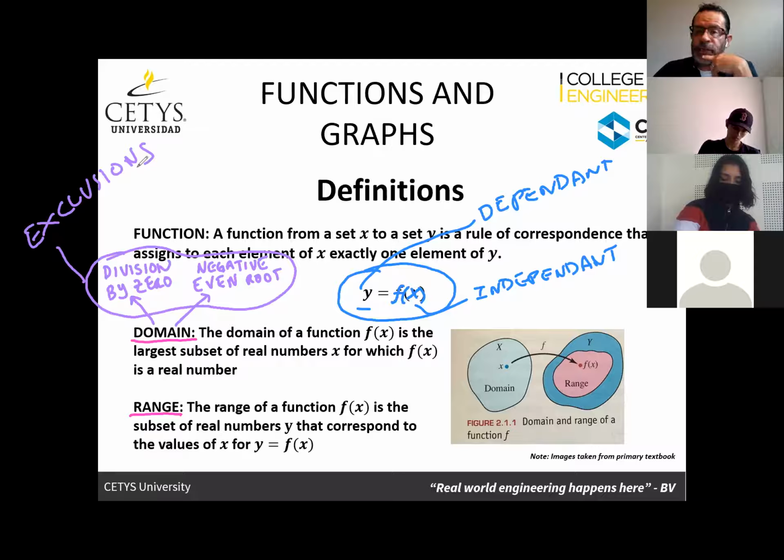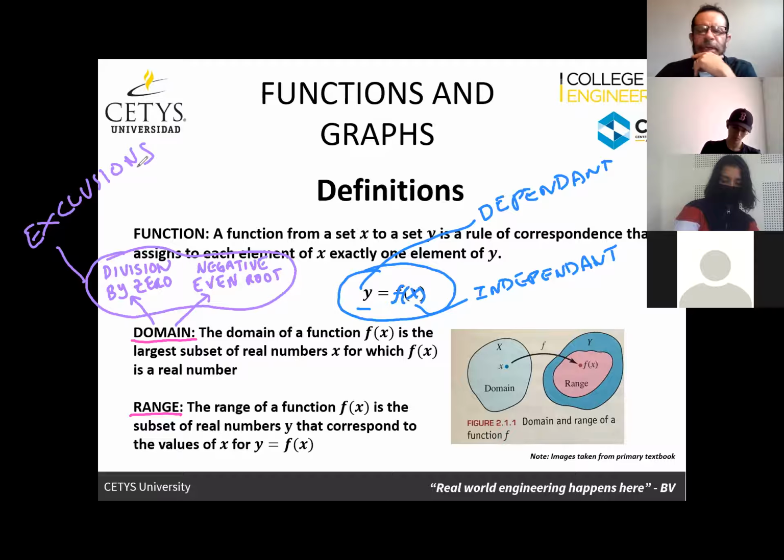Now, what is the range of a function? The range of a function is going to be all of the possible values of Y or f of X that correspond to the domain of the function. So the function has a domain, which are all the possible values of X. The range is going to be all the possible values of Y for that domain, okay?